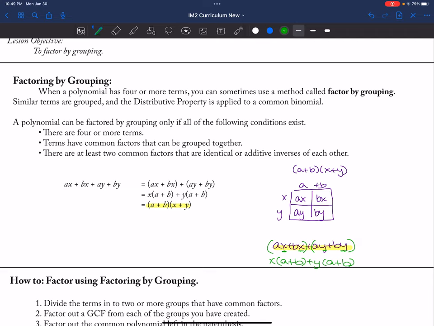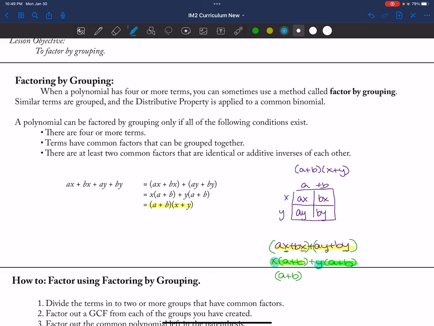And you're like, wow, there's a lot of a plus b's in there. Well, I have a first term and a second term. What do those two terms have in common? They have an a plus b in common. And what am I left with? I have an a plus b that's in common, and I'm left with an x and a y, and a plus sign, just like what we did in the last section with greatest common factor. So I'm left with x plus y. And this is what we call my factored form.